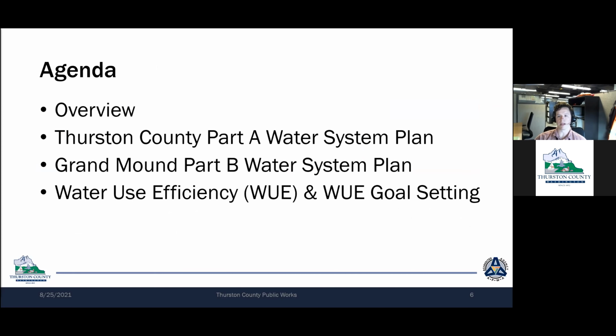The agenda for today's meeting begins with a quick overview regarding today's topics. Then we will provide descriptions of the Part A Water System Plan and then the Grand Mound Part B Water System Plan. This will be followed by further details on the Water Use Efficiency Program before getting into the proposed water use efficiency goals for the Grand Mound water system, during which we will request your feedback. The informational descriptions of Part A and Part B water system plans will provide the context necessary for feedback regarding the proposed water use efficiency goals.